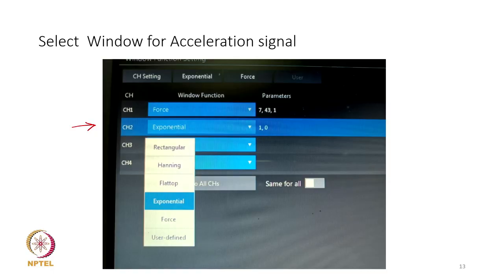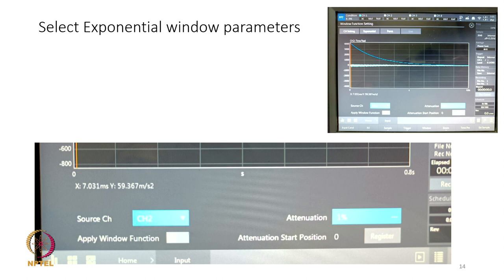Let us go to the next page. Now we need to select the parameters corresponding to the exponential window. So here we see that on the top right hand side, the window function has been shown. You can see it is an exponential window function.